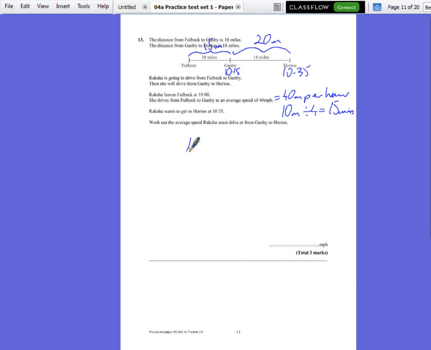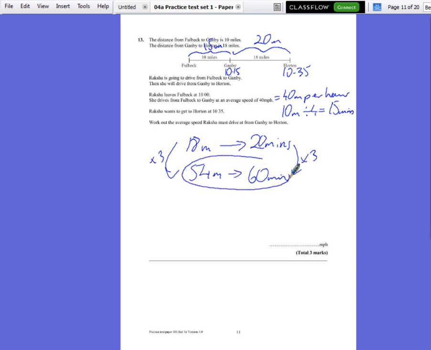So if she's got to cover 18 miles in 20 minutes, then to get the speed, we want that in hours. So an hour would be 60 minutes. So if I times that by 3, then 18 times by 3 is 54 miles you could cover in 1 hour. So that must be 54 miles per hour to cover the 18 miles in 20 minutes.